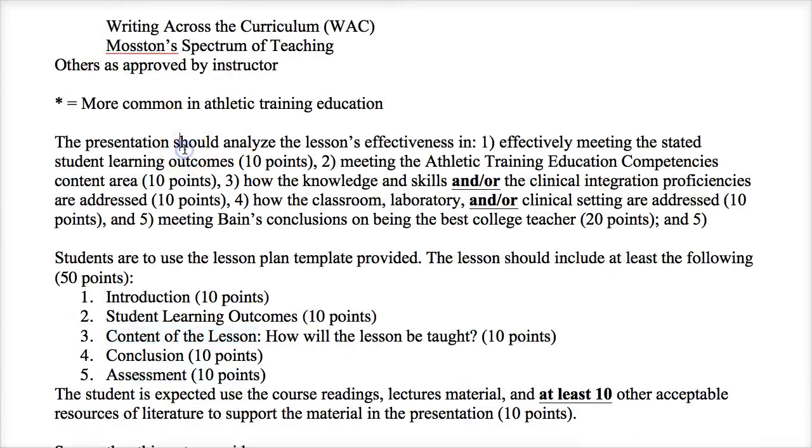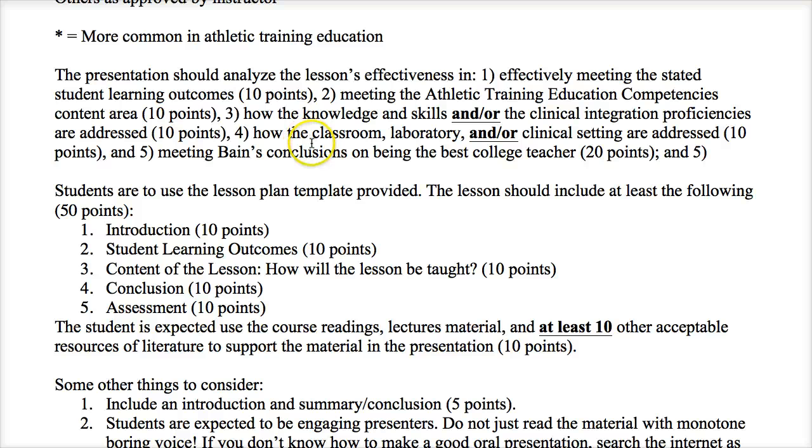And then after that, you want to analyze your lesson's effectiveness in the following five areas. How effective was it in meeting your stated learning outcomes that you had in your lesson plan? How effective was it in meeting the athletic training educational competency area that you selected, and the knowledge and skills or clinical proficiencies that you selected? And how effective was it as an actual classroom setting, or should it have been a lab setting, now that you look at it, or a clinical setting? How effective was that? These are all 10 points.